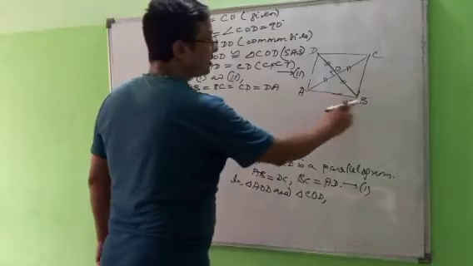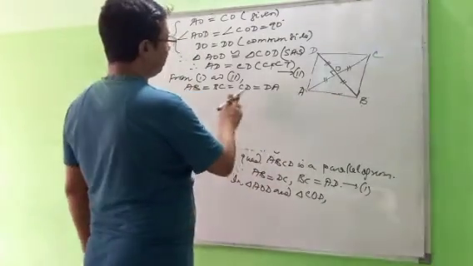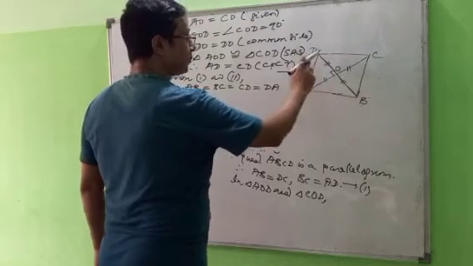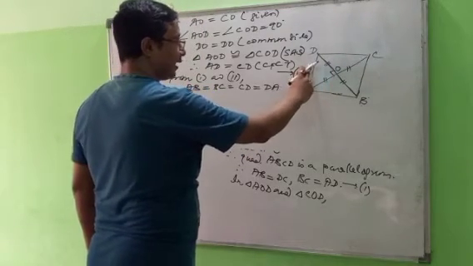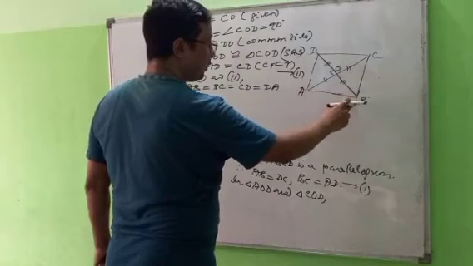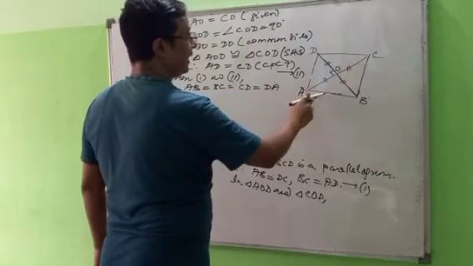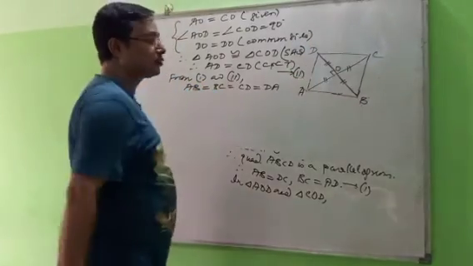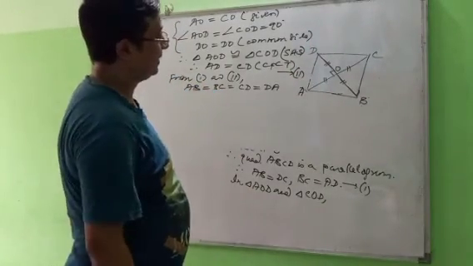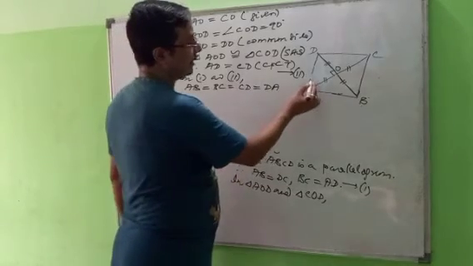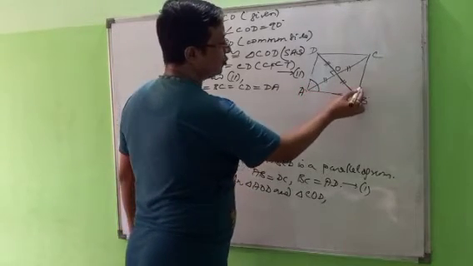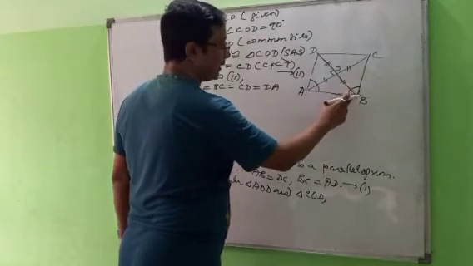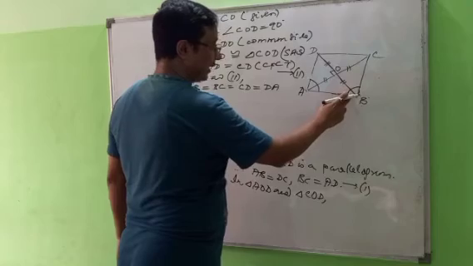You have got the common side AB, and from this you got that AD equals BC. So you have got the three conditions. Thus, triangle DAB is congruent to triangle CBA by side, side, side. As the two triangles are congruent by SSS, therefore you got that angle A equals angle B. So these two angles have become equal.